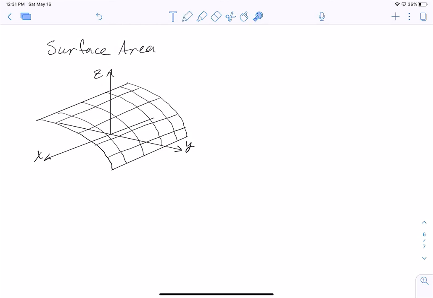To develop the formula for surface area, we're going to consider a surface r(u,v).